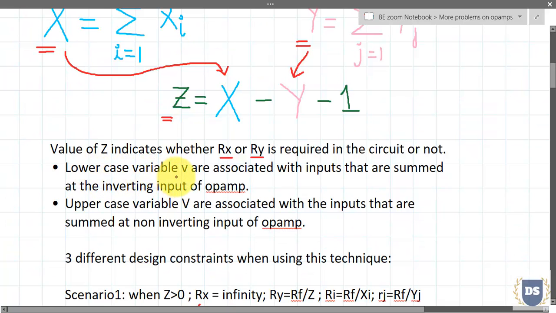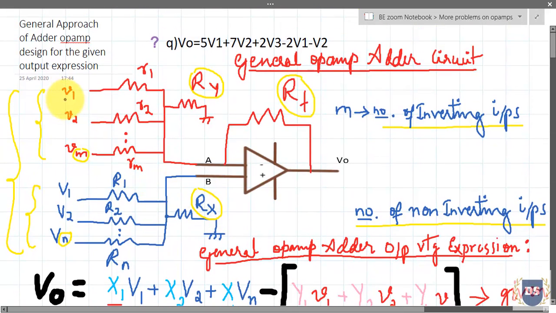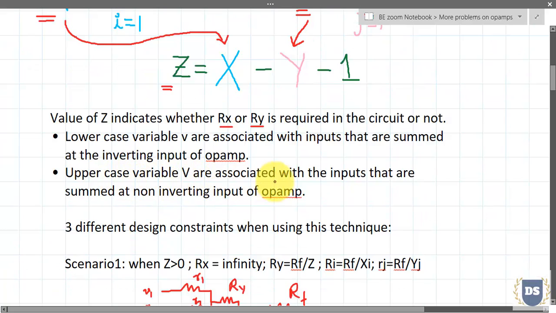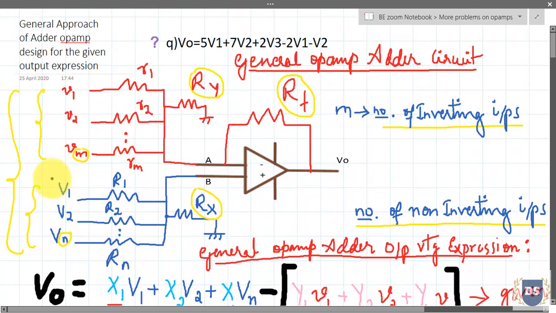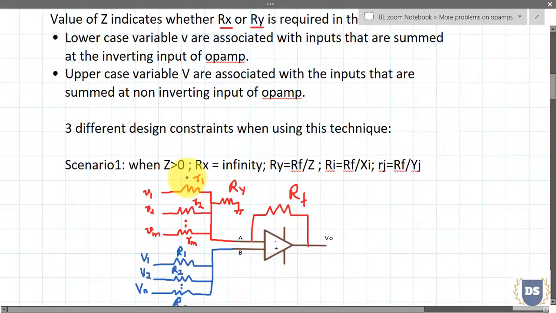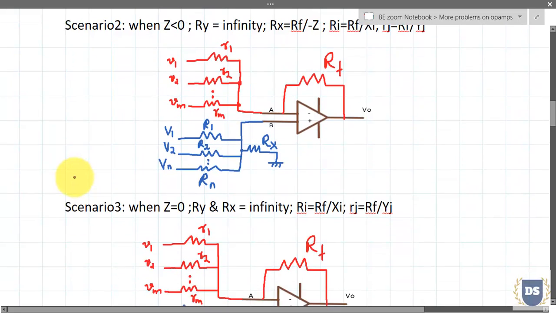The lowercase variables v are associated with inputs that are summed at the inverting input of the op-amp. So here I have used small letter v's, and they are the voltage sources associated with inverting inputs, and uppercase variables V are associated with inputs that are summed at the non-inverting input of the op-amp. So here capital V's are used with respect to the non-inverting input terminal of the op-amp. And there are three different design constraints when using this technique. These constraints are scenario 1, scenario 2, scenario 3.